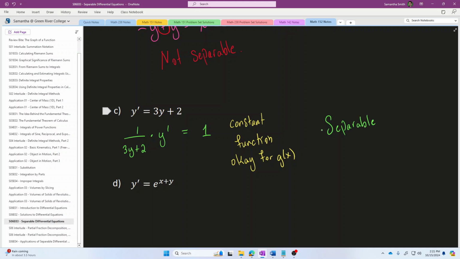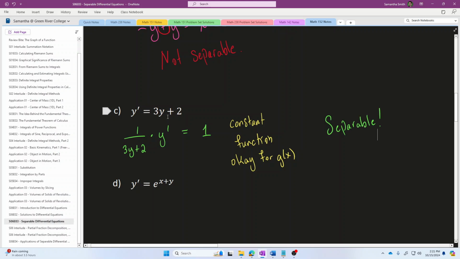This would be a separable equation because I was able to separate a function of y from a function of x alone in such a way that I had a product on the left side of the equation. Even though it was just a constant function left on the right side, it is totally okay to have a constant function for g of x on the right side.